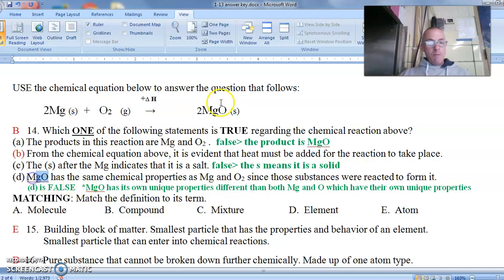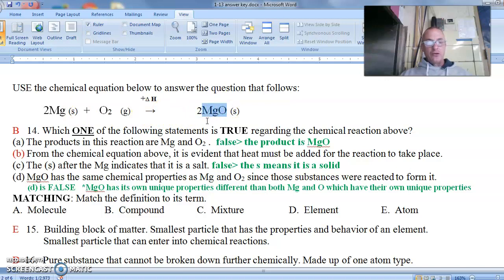Does MgO, magnesium oxide, have the same properties of magnesium and oxygen? Oh, no. That's false. Magnesium oxide has its own unique properties, very different than magnesium and oxygen. Magnesium is a metal. It can be rolled. It can be bent. It can be stretched. Magnesium is a metal. It's shiny. It's silvery. It can conduct heat. It can conduct electricity. Magnesium oxide does none of those.